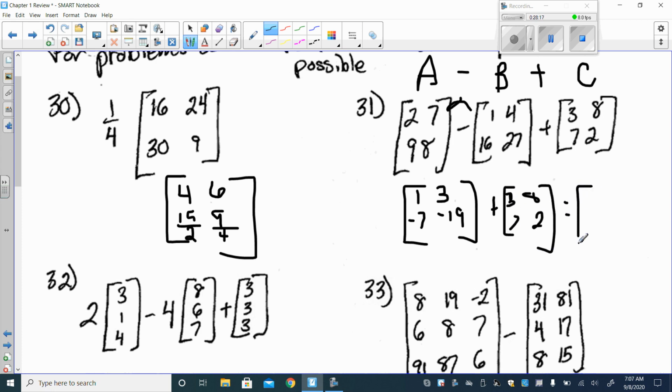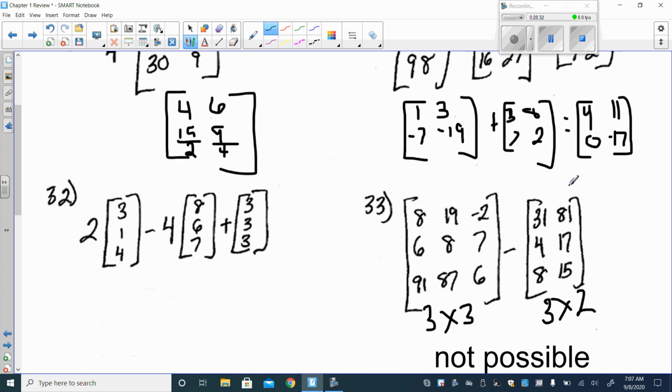And then we'd add these together, so 1 plus 3, so we're adding numbers in the like spots. 3 plus 8 is 11. Negative 7 plus 7 is 0, and negative 19 plus 2 is negative 17. And that's it. That's what we get for this here. That's all we have to do.